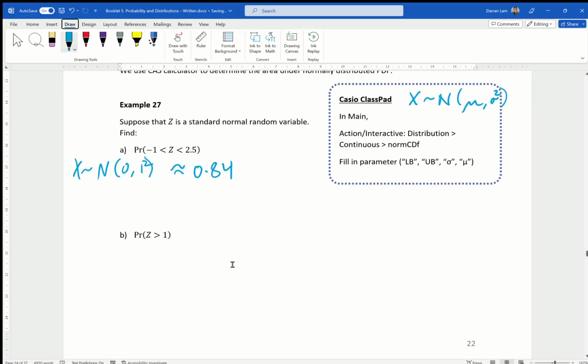For the next one here, it's Z is greater than 1. Similar idea: Interactive, Distribution, Continuous, normCDF. Lower is going to be 1, because it's greater than 1. Upper is going to be, and you're going to whip out your calculator, hopefully your keyboard's a little bit bigger than mine, you're going to switch to Math 3 and use the infinity sign on the right hand side, which will give you approximately 0.16. X tilde N(0, 1 squared).